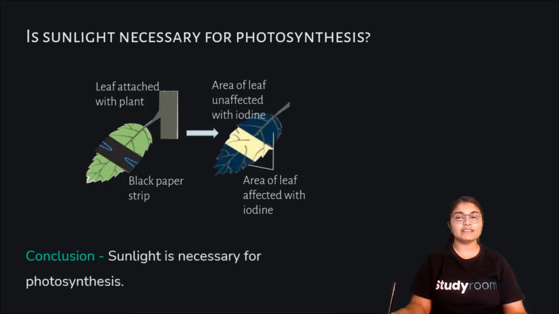So what we will see is that the area of the leaf which was covered and which did not get sunlight will not turn blue-black. So here the photosynthesis did not take place. Since photosynthesis did not take place and there is no starch present, that is why this area will not turn blue-black. But the other area, since it was kept in sunlight for 3 to 4 hours, had photosynthesis and will turn blue-black.